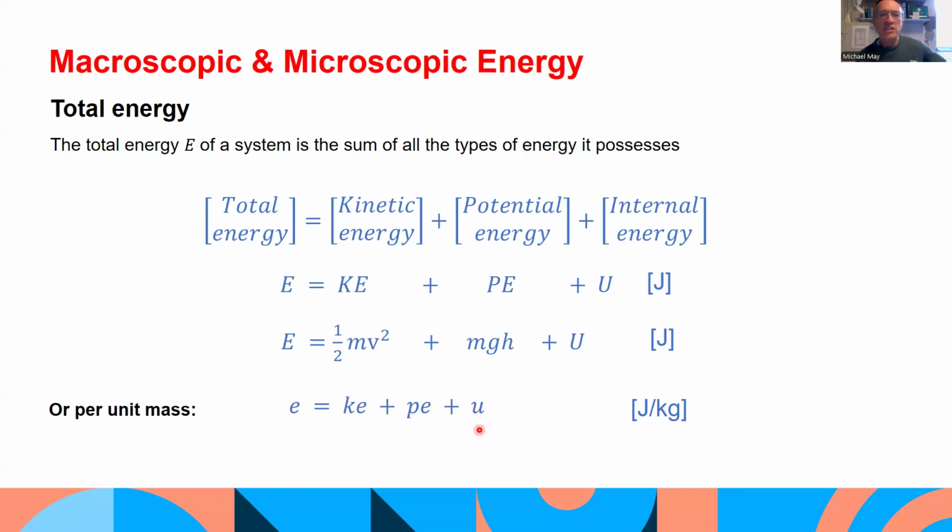And the total energy of a system is the sum of all the types of energy that it possesses. In other words, the sum of its macroscopic energy in the forms of kinetic and potential, and the sum of its microscopic energy in the form of internal energy. And we can express that per unit mass as shown down here.